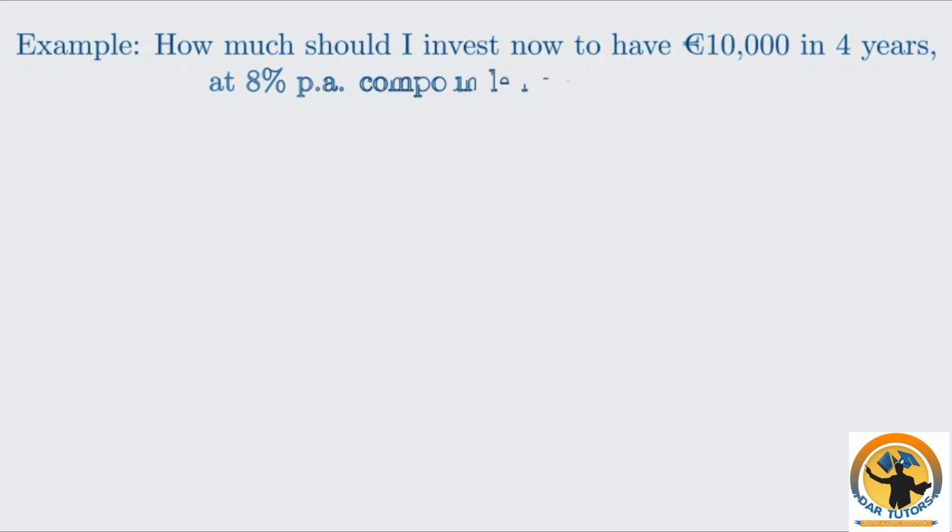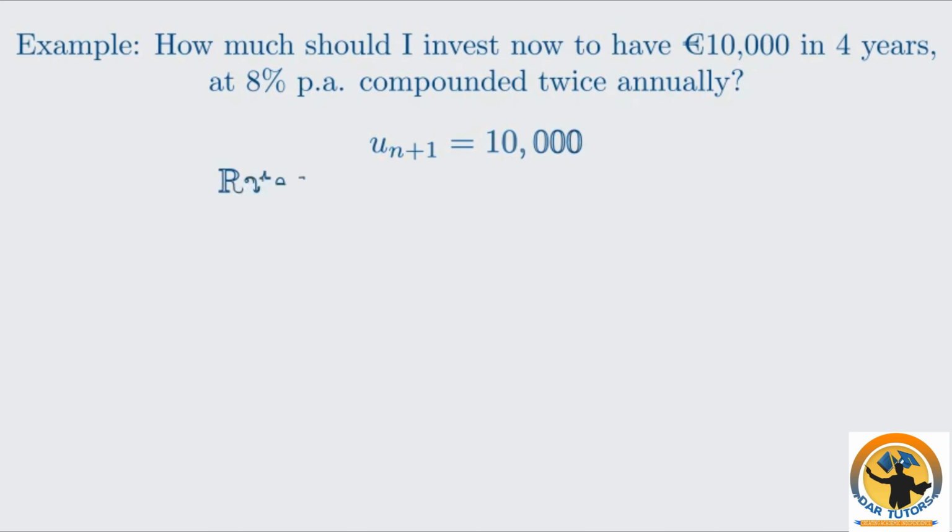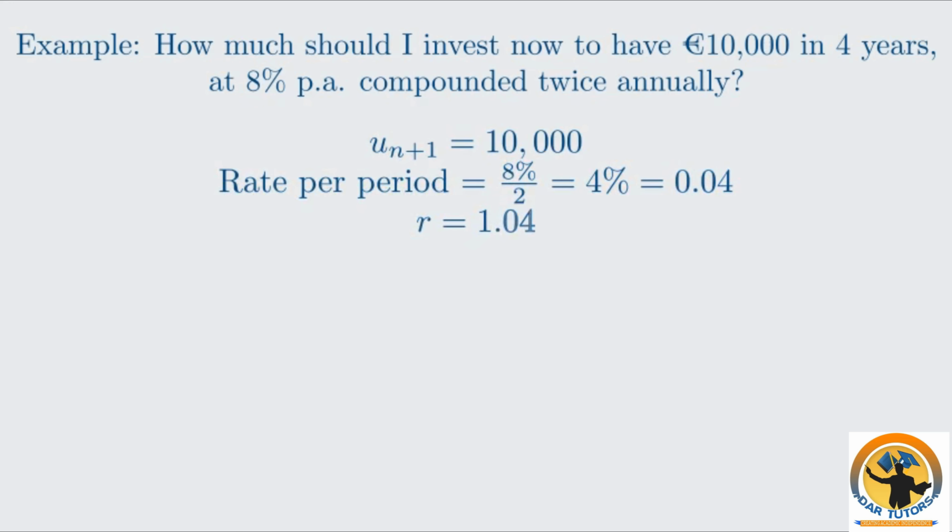Let's say you need 10,000 euros in 4 years for a holiday, and you can invest at 8% per annum, compounded twice annually. How much should you invest now? First, let's identify what we know. The final amount, U_{n+1}, is 10,000 euros. The initial investment, U_1, is what we need to find. The interest rate is 8% per annum, compounded twice annually. So the interest rate per period is 8% divided by 2, which is 4%, or 0.04. This gives us a growth multiplier, R, of 1.04.